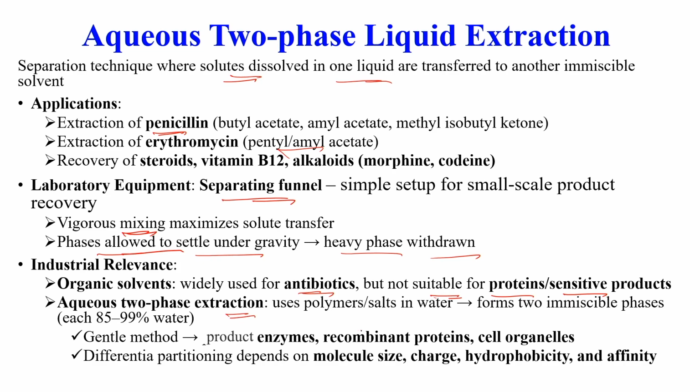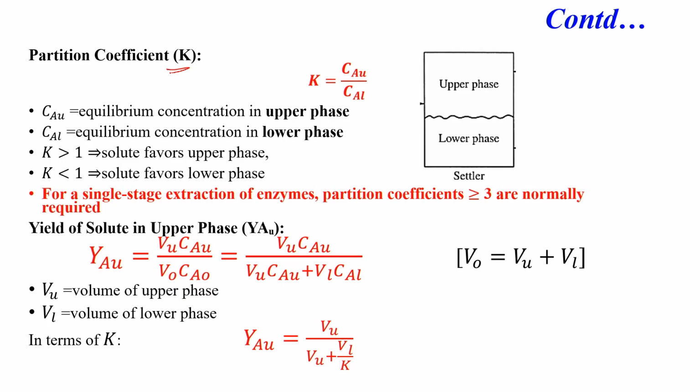Aqueous two phase extraction uses, let us say, polymer and salts in water, which form two immiscible phases. So, it is a gentle method, and depending on the solvent it can produce enzymes, recombinant proteins, or even cell organelles. Differential partitioning depends on the molecular size, charge, hydrophobicity and affinity among these two liquids. So, there comes the term partitioning coefficient, how it is going to preferably choose one solvent over the other.